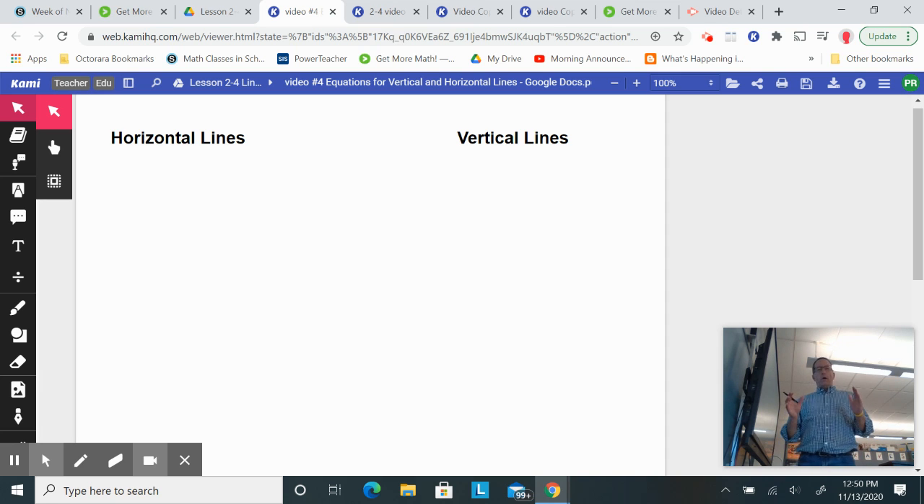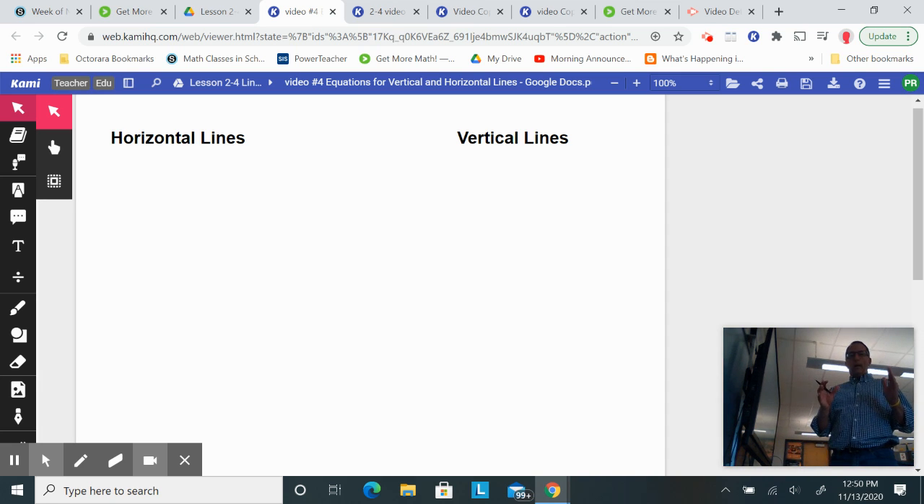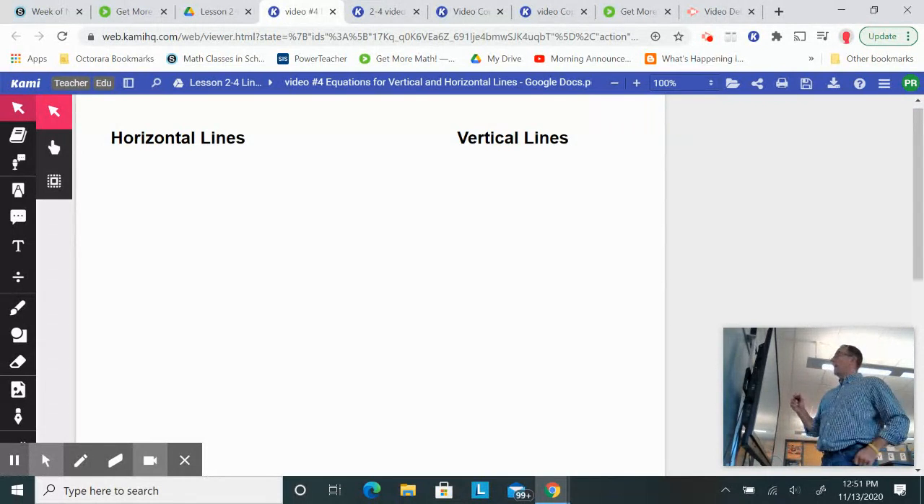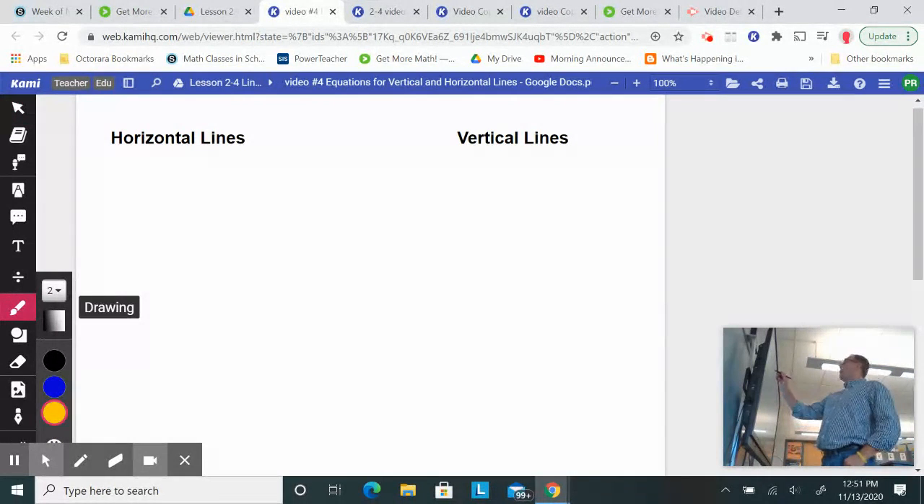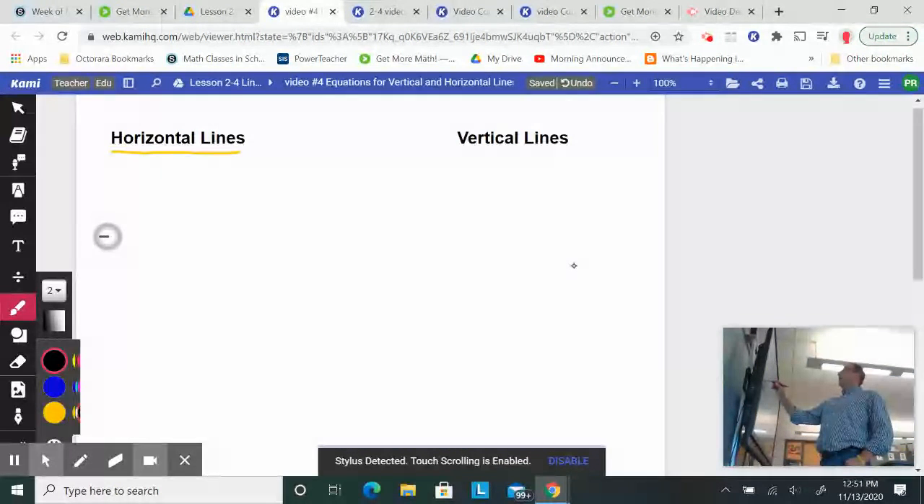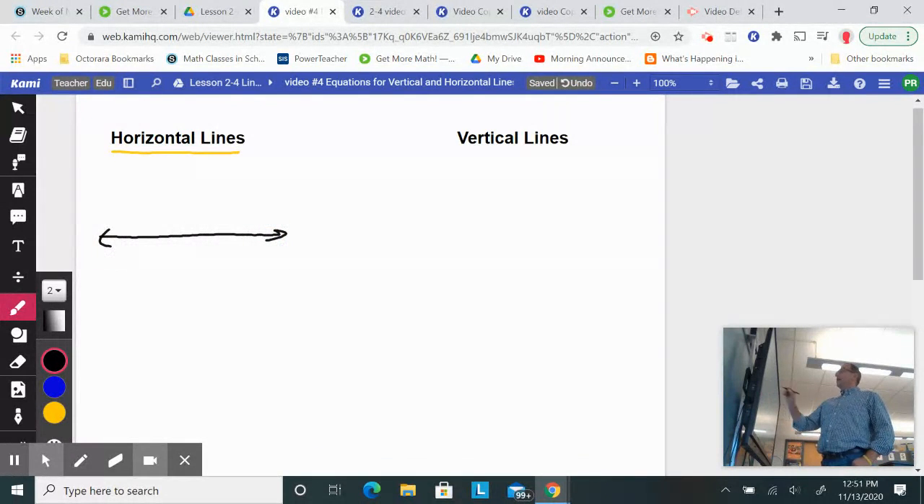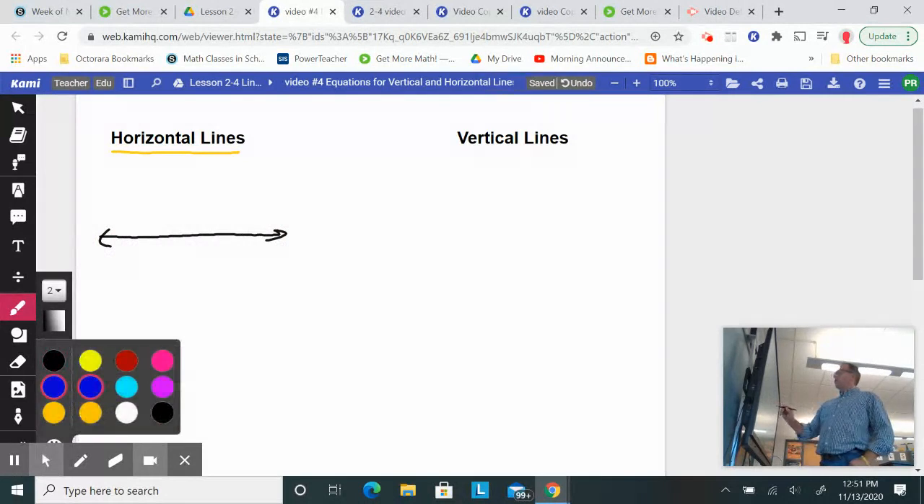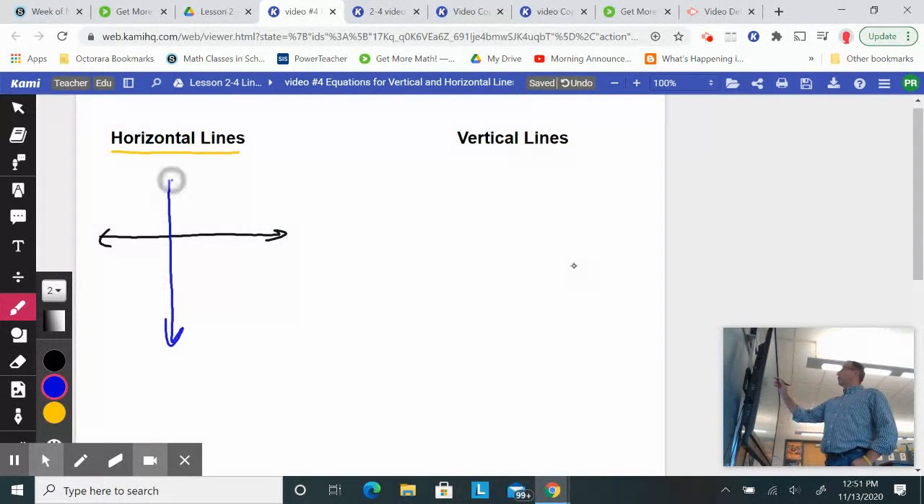All right, let's now talk about horizontal lines and vertical lines. What do their equations look like? Let's start with horizontal lines. Let's do that one first since I had that written first. Horizontal lines. Of course, a horizontal line goes like this. And if I have a coordinate plane, I'll just throw one in here.